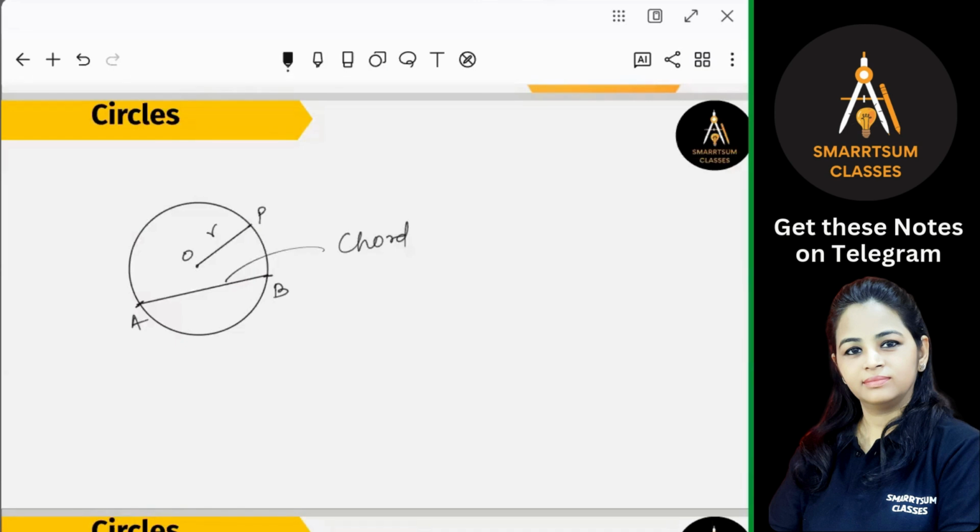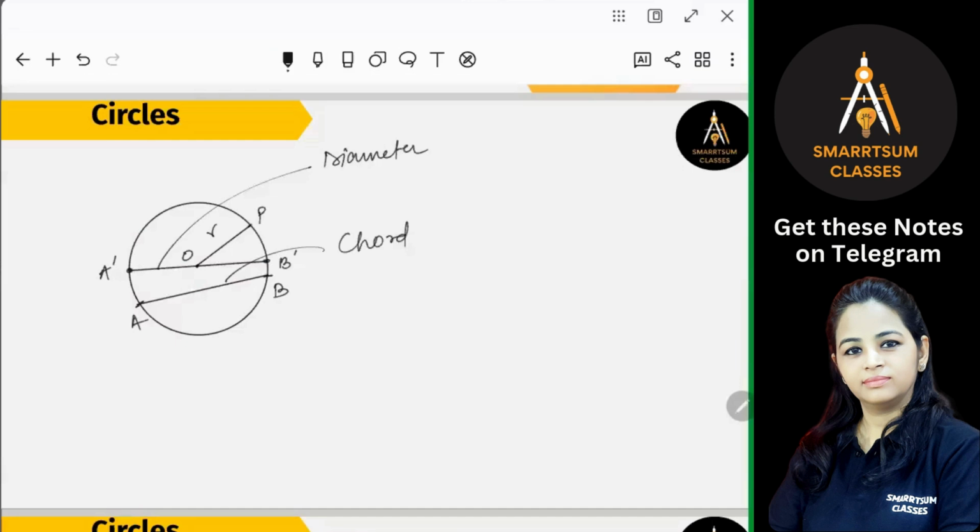The diameter of the circle is a chord of the circle which passes through the center of the circle. So if we draw a diameter here, this will be the diameter, which is passing through the center of the circle. Suppose this is A dash and B dash. So here A dash B dash is the diameter.